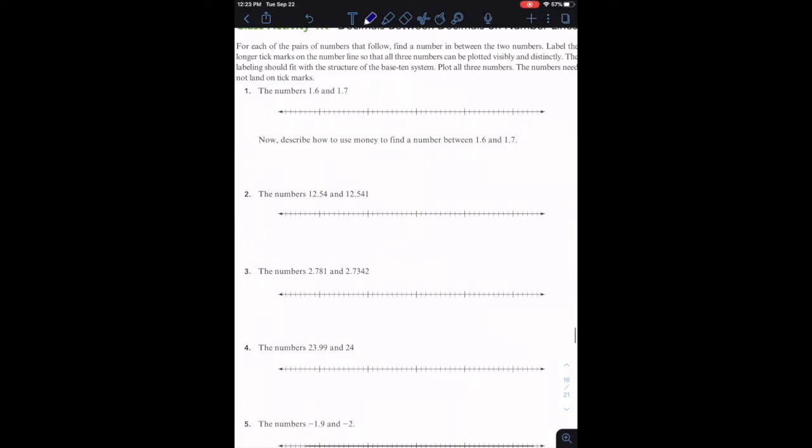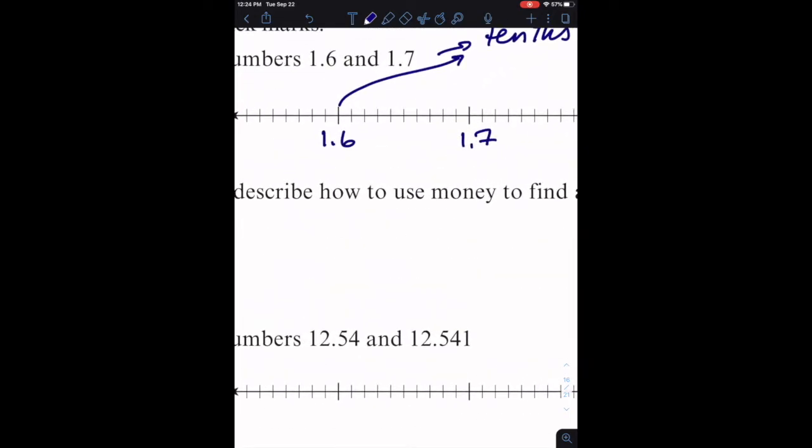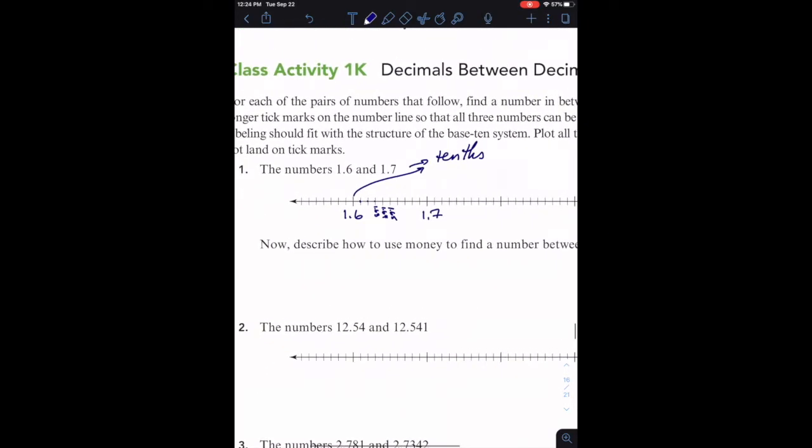Okay. So if we have a situation where we have between 1.6 and 1.7, so we need tenths, right? So we could use the tenths tick marks. And in fact, these would be our adjacent tenths tick marks if our large tick marks were tenths. So then in between those, we would have lots of tick marks that we could use to label with hundredths. So this would be 1.61, 1.62, 1.63, 1.64, 1.65, etc. Okay, and you can pick any one of those numbers to be in between.